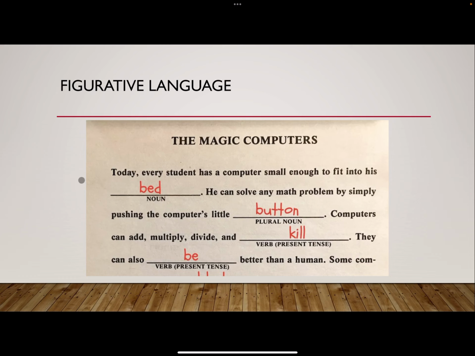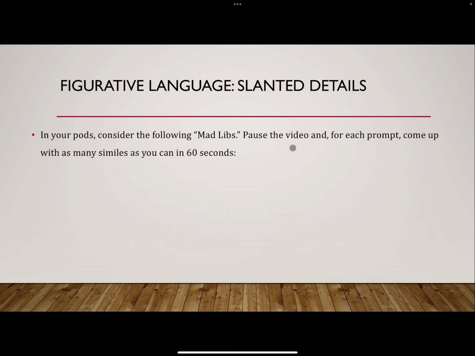But first, does anyone recognize this activity? Typically from childhood, but also, they can be fun now. It's called a Mad Lib, right? And you have this text, and there are different parts of speech, not included prompts where you get to plug things in, have some creativity and agency in the activity. So consider the following 3 Mad Libs. You should pause the video, and for each prompt, come up with as many similes as you can. I recommend 60 seconds. Don't spend too much time, but try to get a couple surprising options.